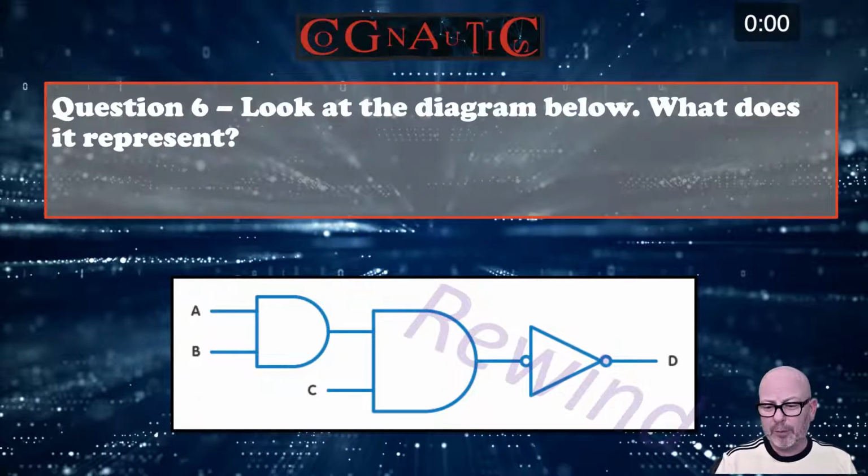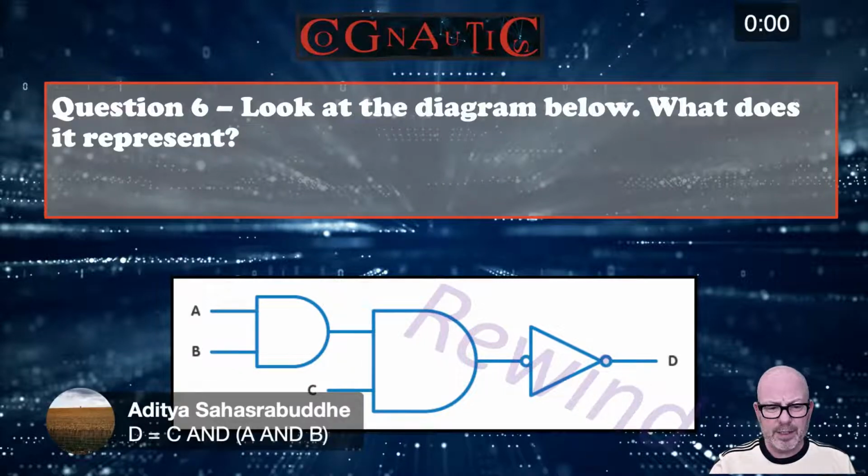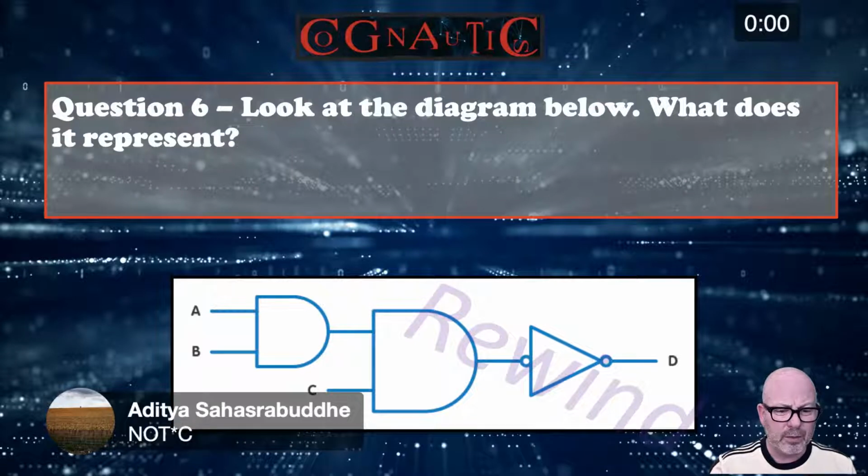So what about this one? What do we think? I'll give you a moment or two to consider this one. So Ditya's gone for D equals C and A and B. The good thing is starting with D, because that's where the output is. Hang on, we've got C, not C. D equals not C. Okay, yeah, I got it.